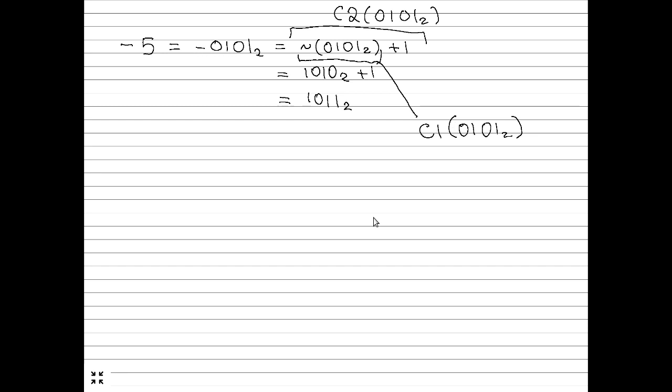Okay, so I think I understand your question. So your question is, what if we start with a bit pattern that is 1010, okay? And what is it representing? Is that kind of what you're asking?